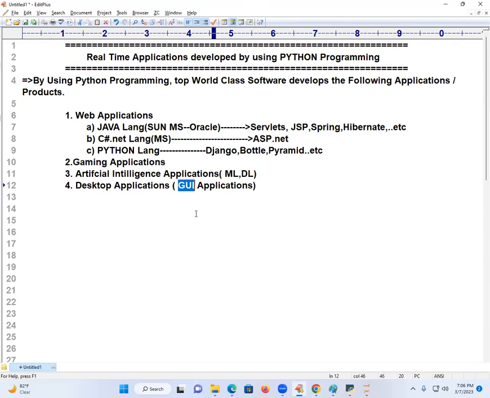Full forms. They suggested, don't tell full forms when you go to interviews. Explain it instead. What is that? Now I will tell you. What is GUI? Take an example.